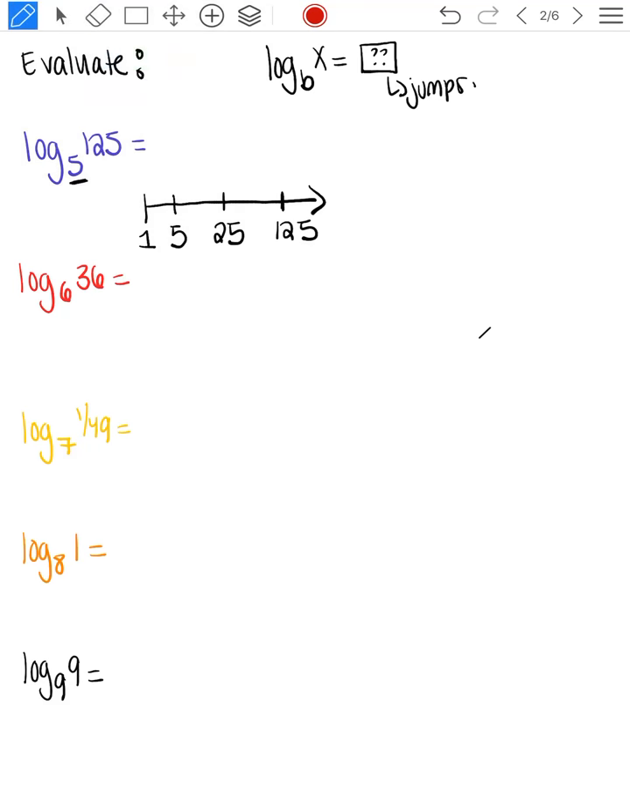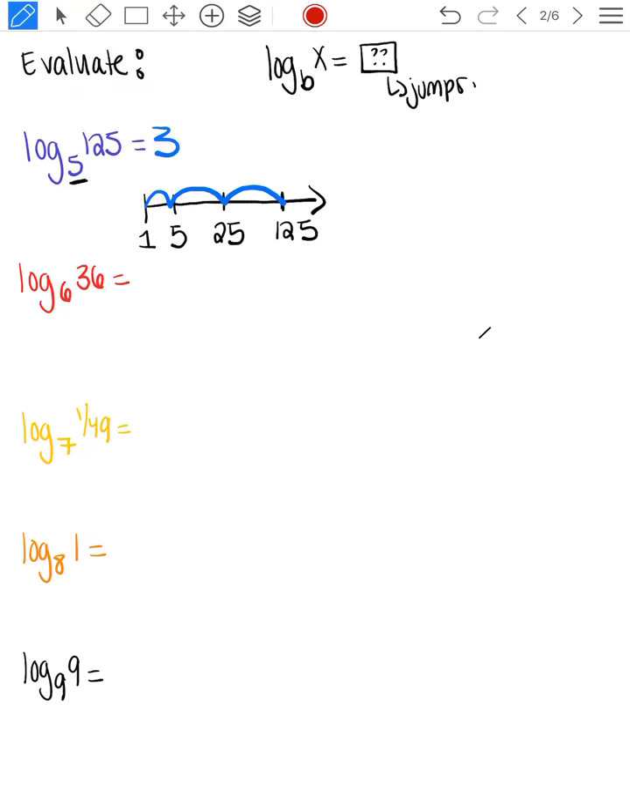So this number line is modeling base 5. And now we're just counting, starting from 1. How many jumps does it take to get there? 3. So if you do not know or you can't tell just by looking at something, you can always, always, always make a number line to help you.